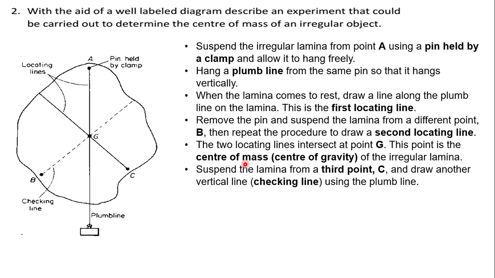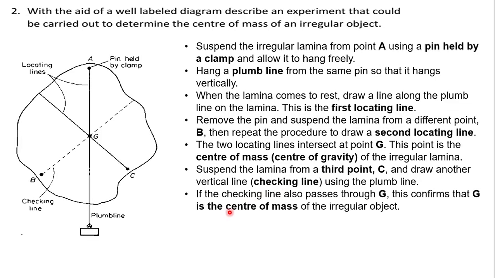So suspend the lamina from a third point, like C, and draw another vertical line, a checking line, using the plumb line again. So where all these points meet, if the checking line also passes through G, this confirms that G is the center of mass of the irregular object.